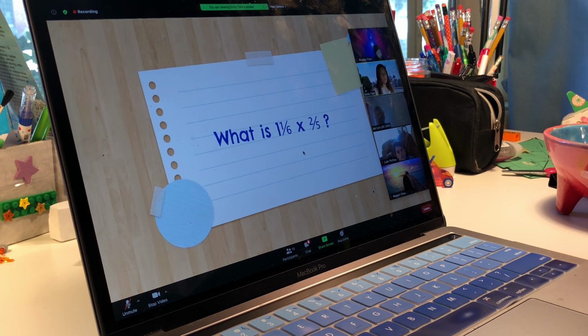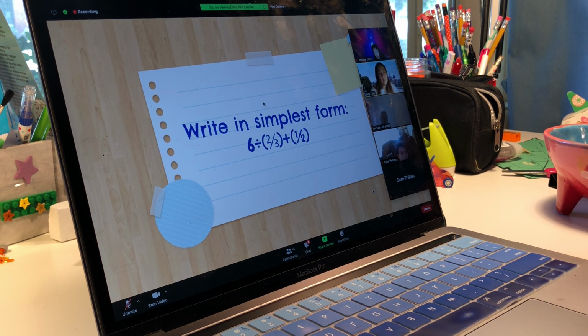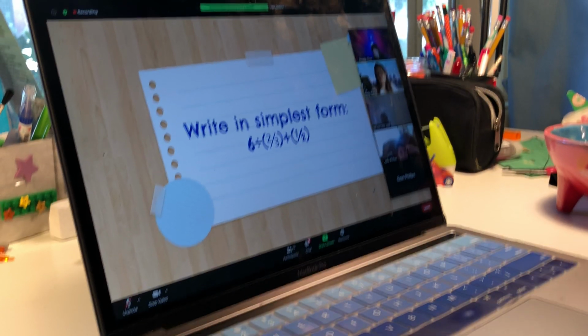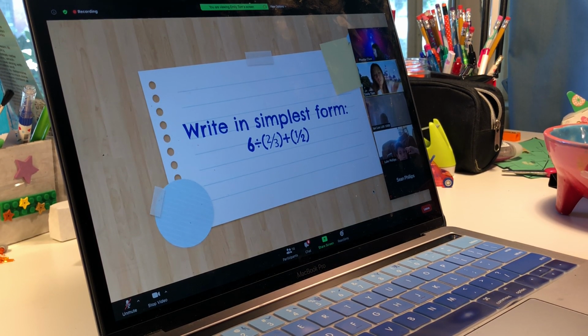Bingo. I'm gonna move a bit faster. Seven fifteenths. Okay. Anyone else? I got 7/15. 7/15. All right. Great. Awesome. Here's your next one. Write this in simplest form. Remember, be careful of PEMDAS. What do we have to do first before we do the other stuff?